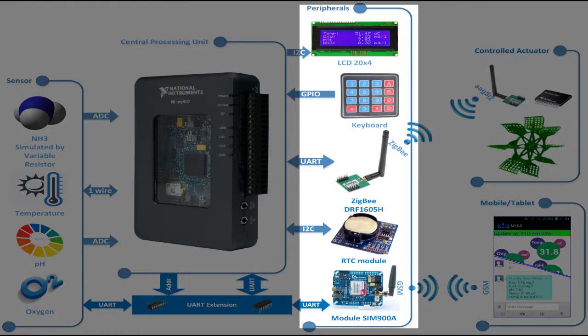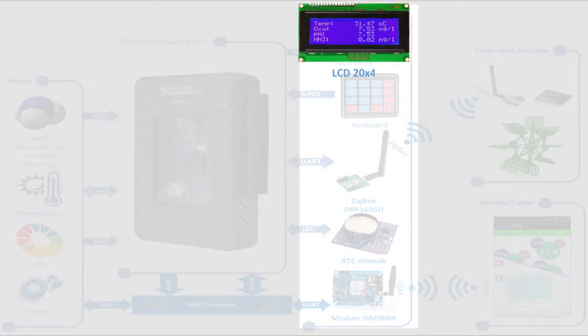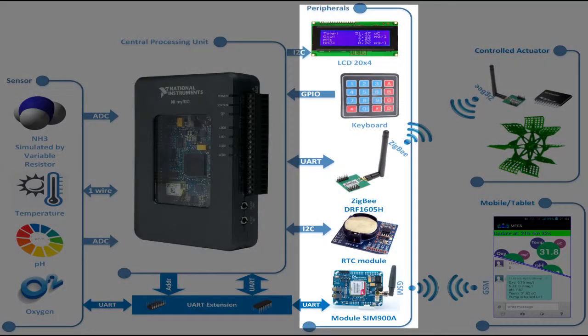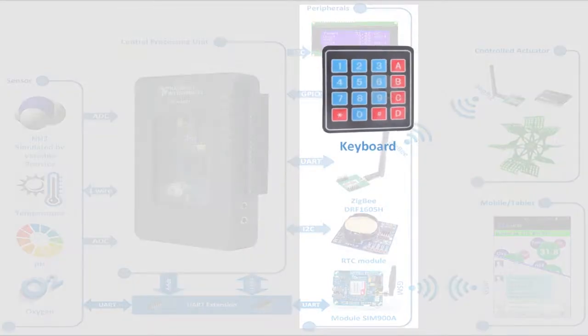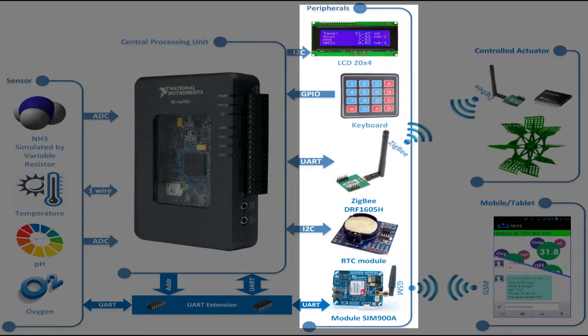Block of peripherals. On the LCD screen, the user can see environmental factors directly. The keyboard has a function to load the threshold factors and to calibrate the sensor.